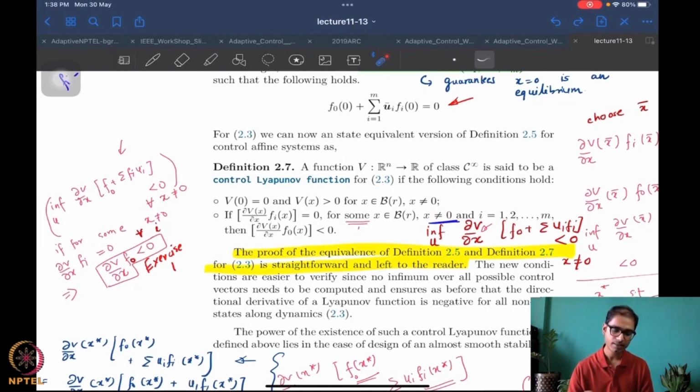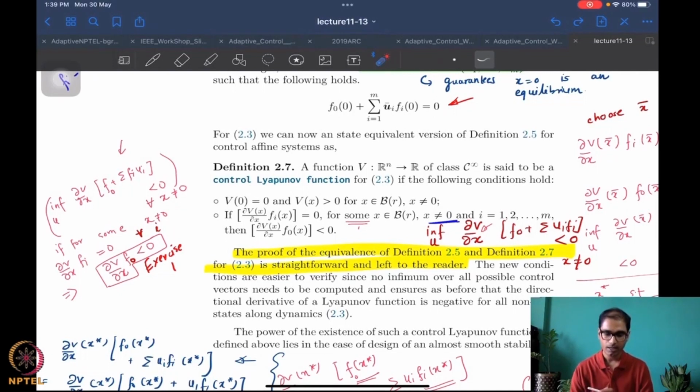And similarly, in this case, here we don't have an infimum in this particular version. But we sort of have partial of V with respect to x, del V del x, multiplied by the f_i, which if it's equal to 0, then we want del V del x times f_0 to be strictly negative. So we have to account for the contribution of the control when talking about the definiteness. Essentially, the second condition is a definiteness condition on V dot, which is the same as what you had for Lyapunov functions also, but here we have to account for the contribution of the control.